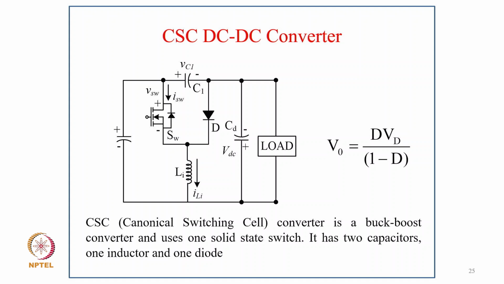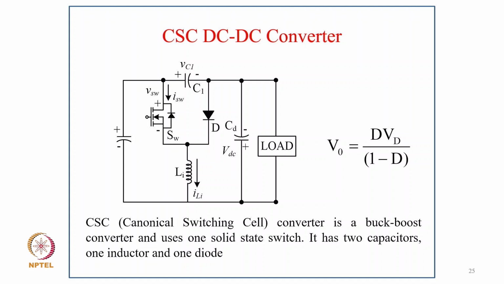When the switch conducts, it stores energy in that inductor, and when the switch turns off, the inductor current direction cannot change, so the diode charges the output capacitor for feeding the power output, or energy transfer. So this is called the canonical switching cell converter. It is a buck-boost converter and uses one solid-state switch.